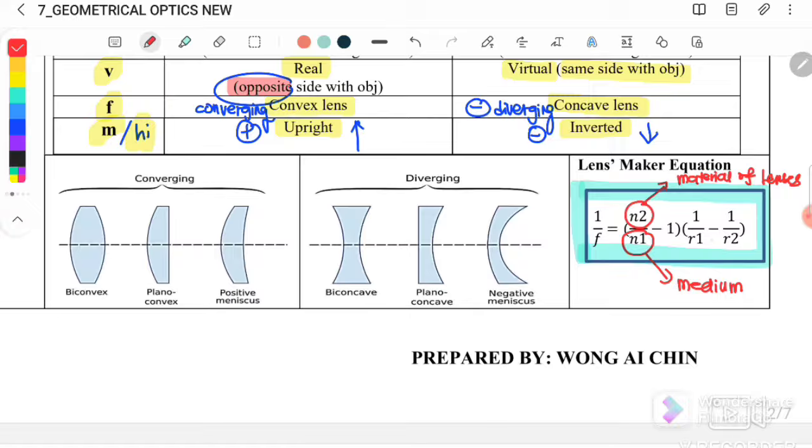So R1 and R2 depend on what lens you are using. Here we have converging and also diverging. For a lens, converging refers to convex. Here we have biconvex. If biconvex, the first surface is convex, so it's positive R, and then the second surface, if you observe from left to right, is concave, so it's negative R. For plano convex, this is positive R, and this is a plane surface, so R is equal to infinity.